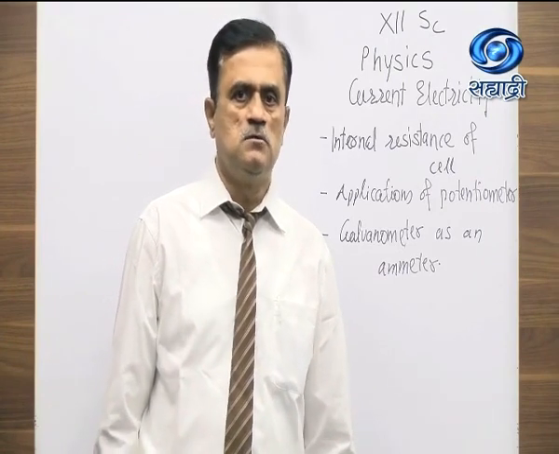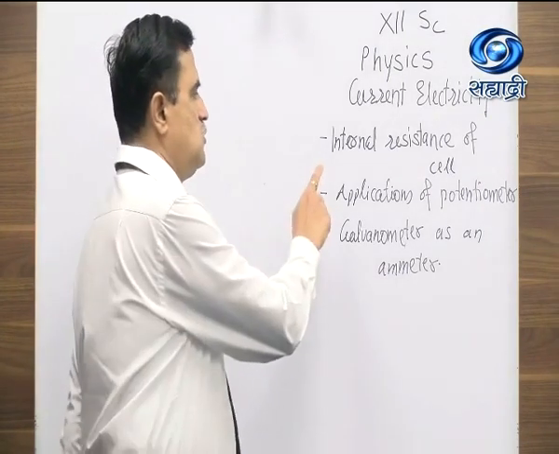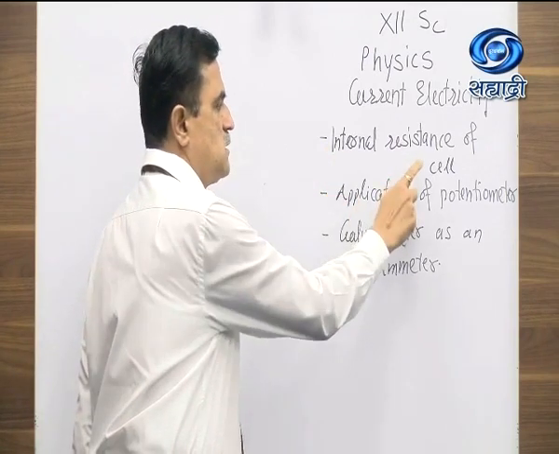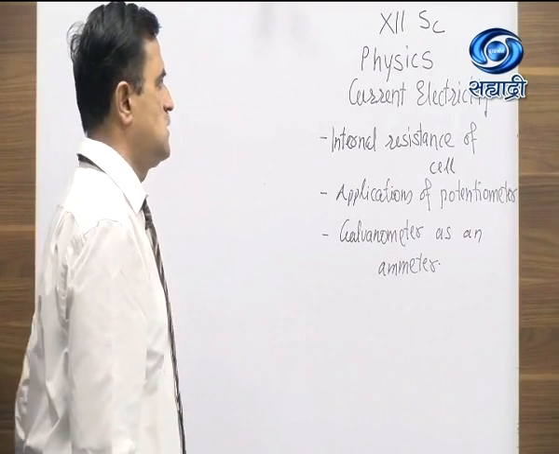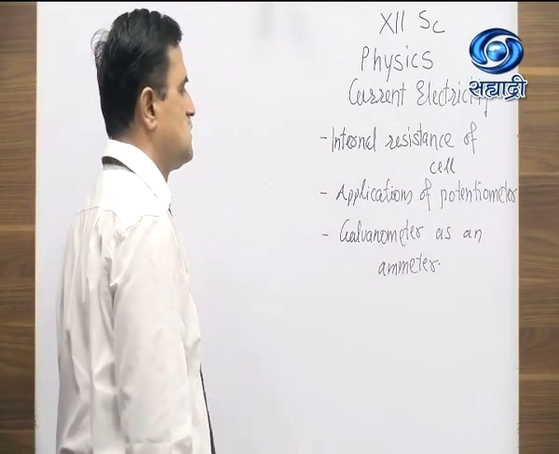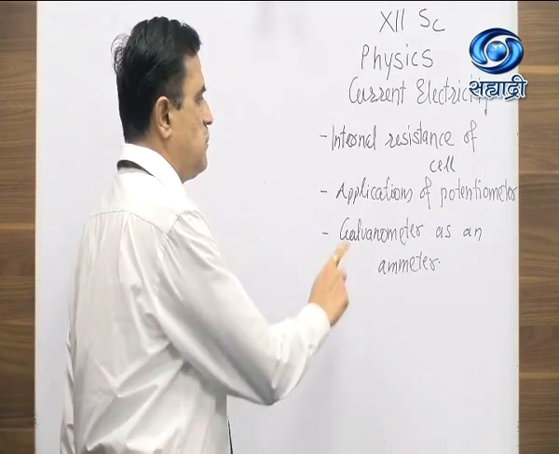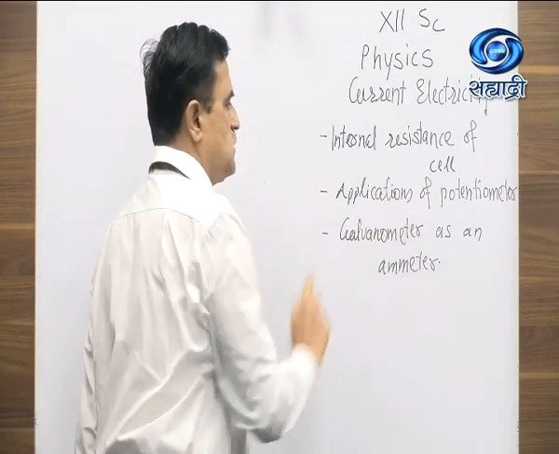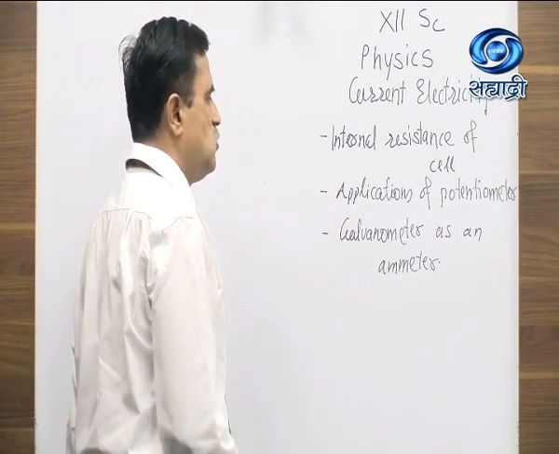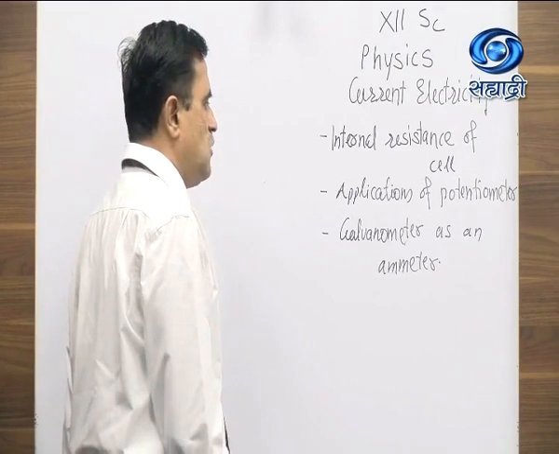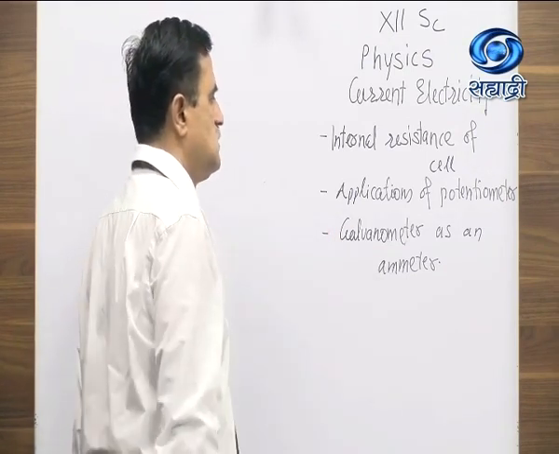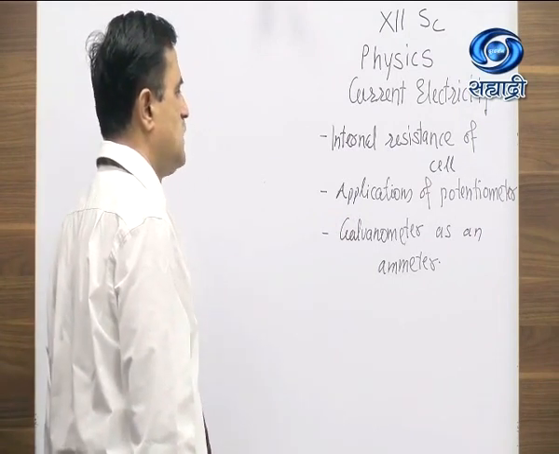In the last lecture, we had seen the use of potentiometer to find the internal resistance of the cell. We had seen in the last lecture how we can use the potentiometer to determine the internal resistance. Also, some applications of the potentiometer were also seen. For example, how we can use the potentiometer as a voltage divider, as an audio control, or as a sensor. So these applications were also seen in the last lecture.